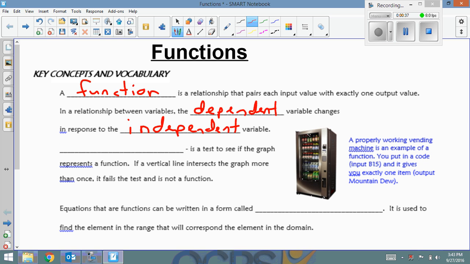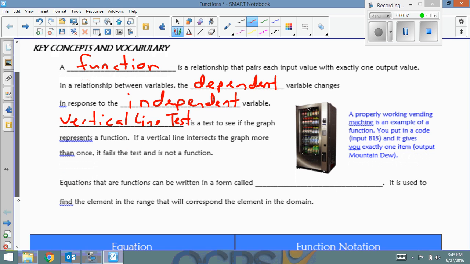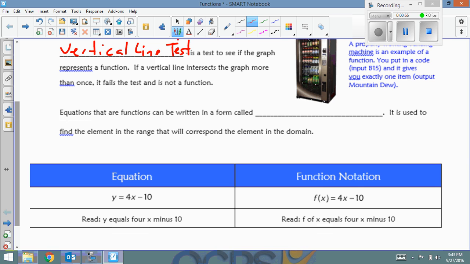Okay, we use the vertical line test to see if the graph represents a function. If the vertical line intersects the graph more than once, it fails the test and is not a function. Equations that are functions can be written in a form called function notation, and we're going to talk more about this later on in these notes. Function notation is used to find the element in the range that would correspond to the element in the domain.